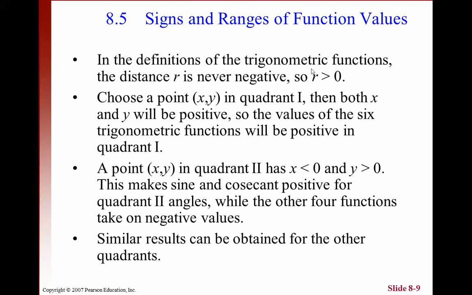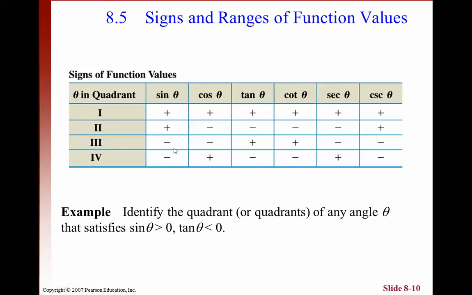And now we're going to talk about the signs and ranges and everything in quadrant 1. r is always positive. Everything in quadrant 1 is positive, so all the values there are going to be positive. And you can look at the chart here. See, all the values for all the functions are always positive in quadrant 1. In quadrant 2, we've got the y positive, but the x negative. So all the things that just have to do with y and the hypotenuse are positive. So sine is positive, and its reciprocal, the cosecant, is positive. Everything else is negative.